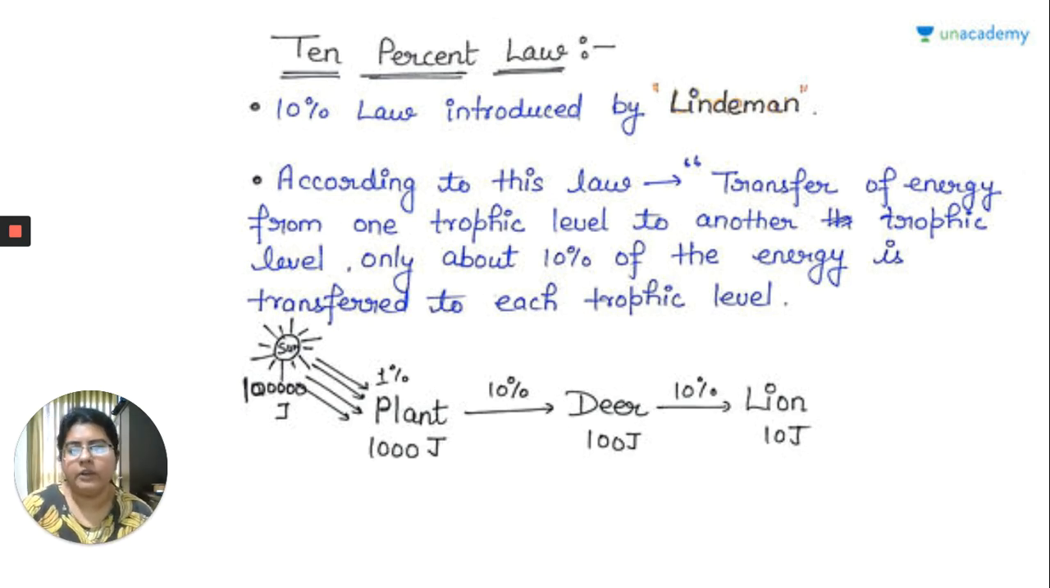will go into the deer or the herbivore, and whatever the deer eats, when the lion hunts, deer will only contribute 10% of energy to the lion. The remaining is always lost in the form of heat, respiration, and removal of wastes from our body.